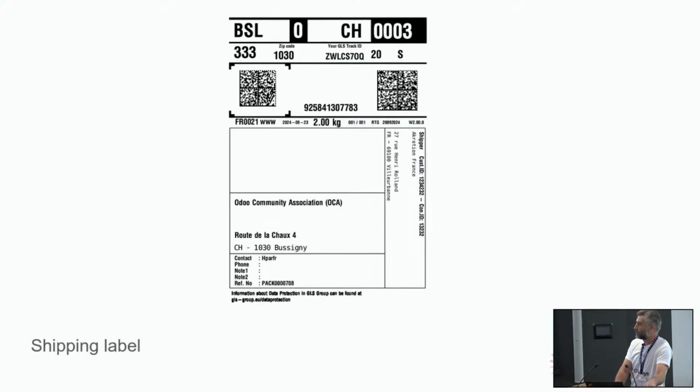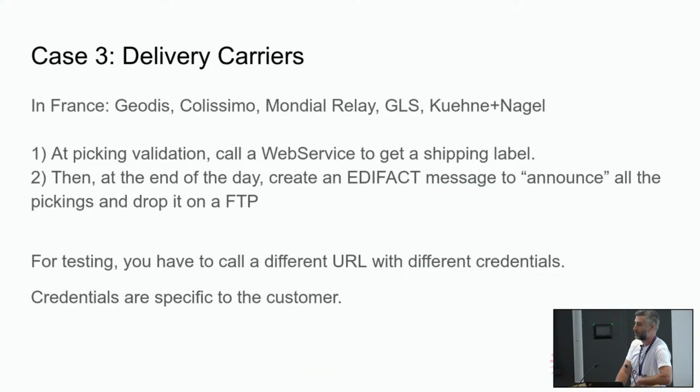Now we'll talk about a second use case. It's about shipping labels. A shipping label is that kind of stuff you put on the box when you send it. We have clients where we integrate Odoo with a delivery service. So on a stock picking, you hit the confirm button and then you fetch a label. And sometimes, like with this company, which is a big player in France, you have two things to do. You have to call a web service to get a shipping label at the time you confirm the picking. So it should be in the same transaction as the picking validation.